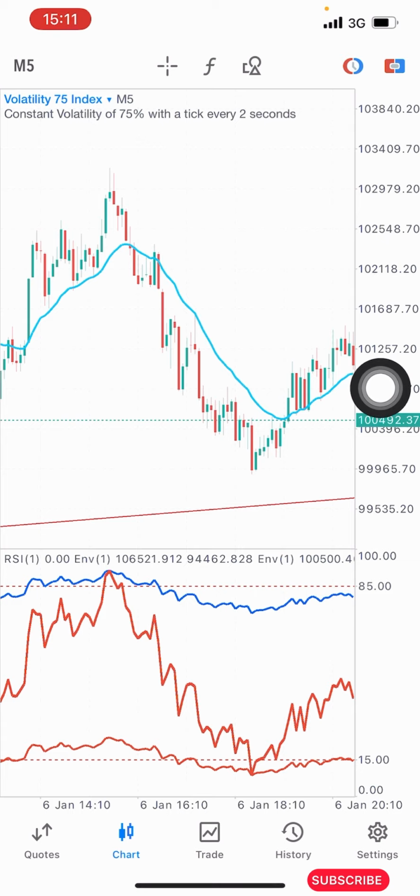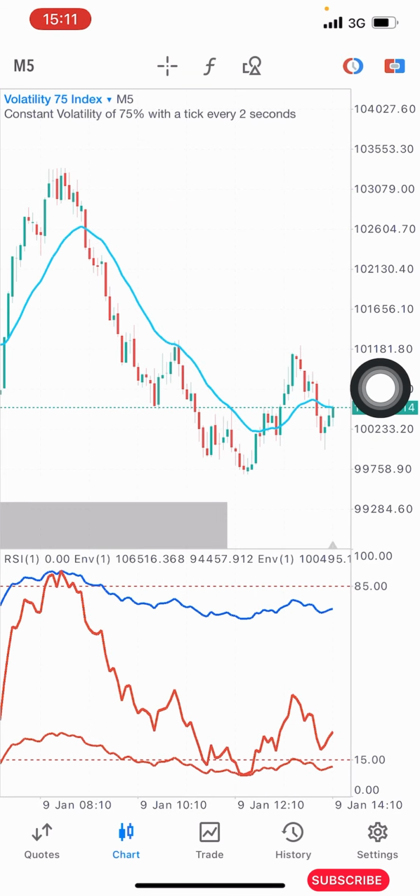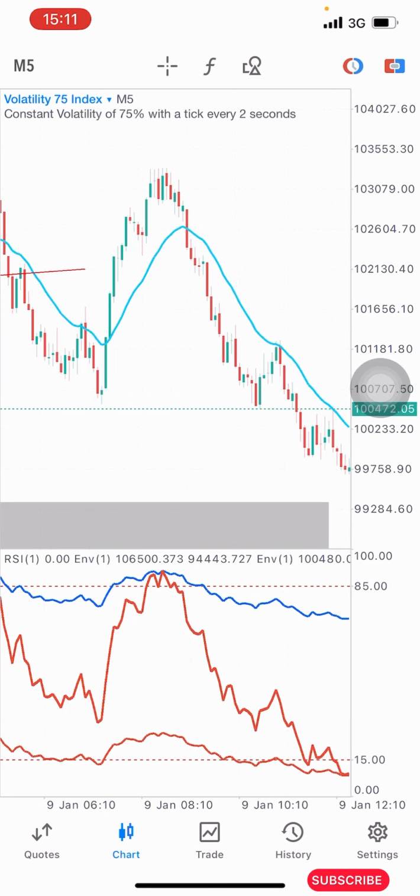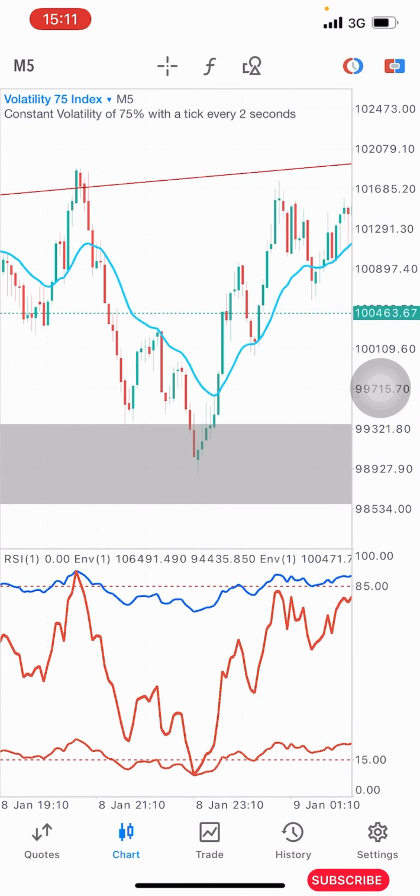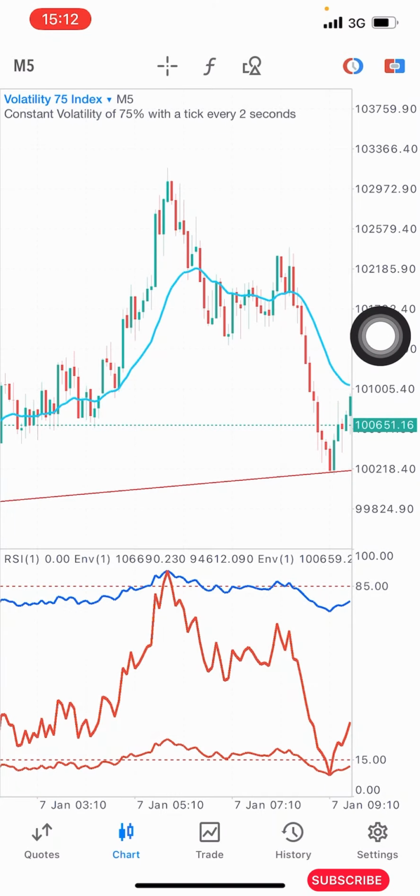Now, how does this particular strategy work? This is a volatility strategy, and as you can see, it is a scalping strategy. This is the 5-minute time frame, and if you're having a $10 account, then this is a strategy that you need to use. So now, how does the strategy work?